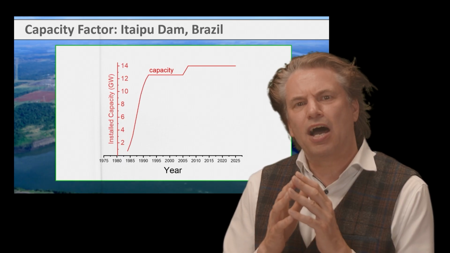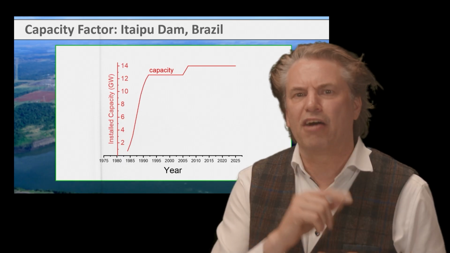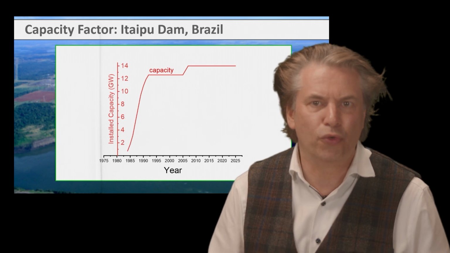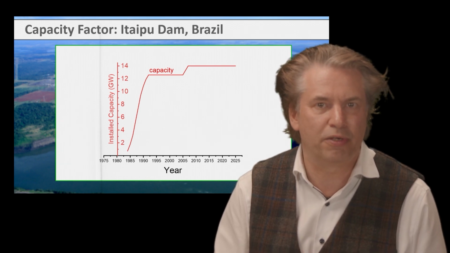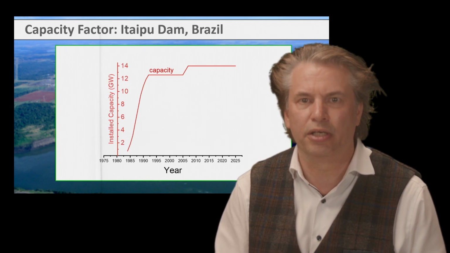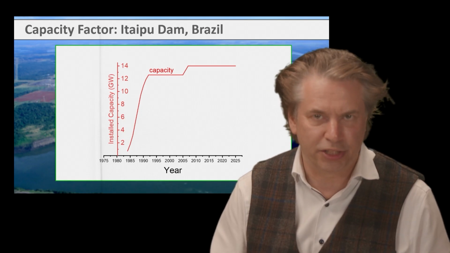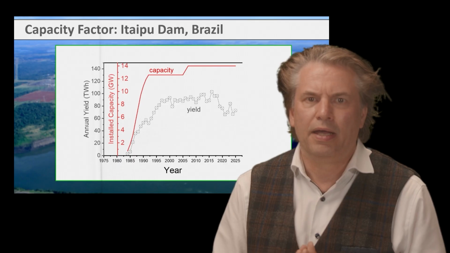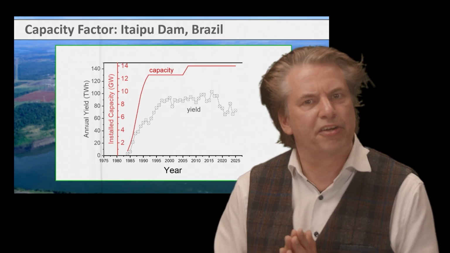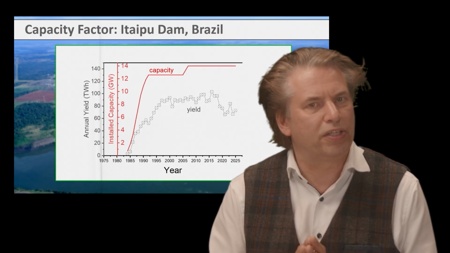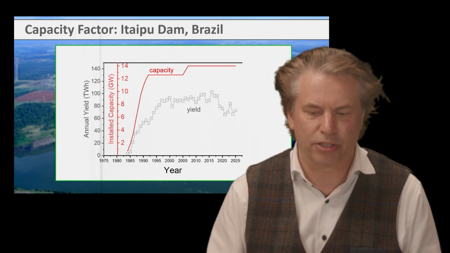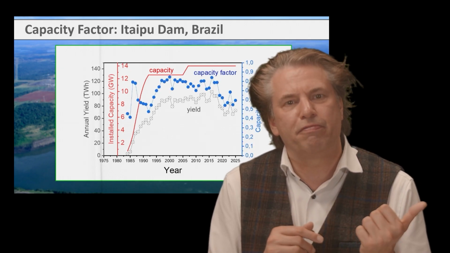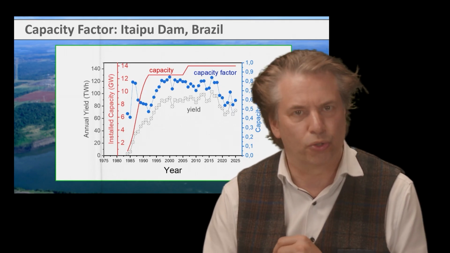Let's check this out for other years. This graph shows the installed capacity over the years and the full 20 turbines of 700 megawatts which were installed, making it up to 14 gigawatts. In black, the annual electricity generation from 2007 up to 2025 is shown expressed in terawatts. Using these values, we can calculate the capacity factor as shown by the blue circles.